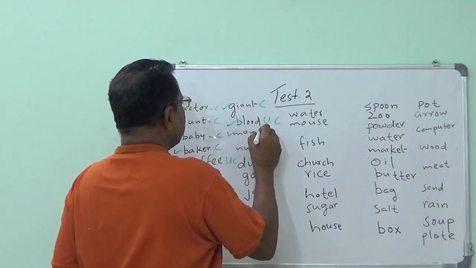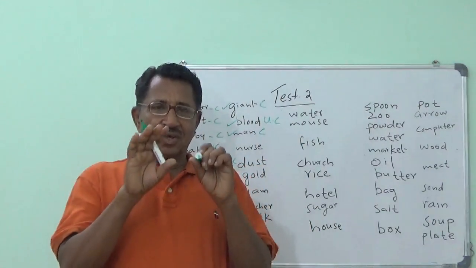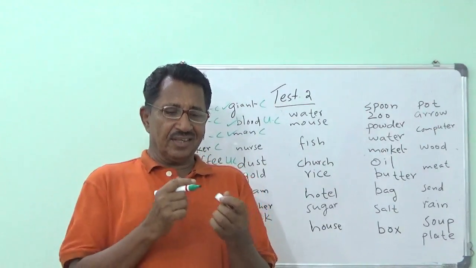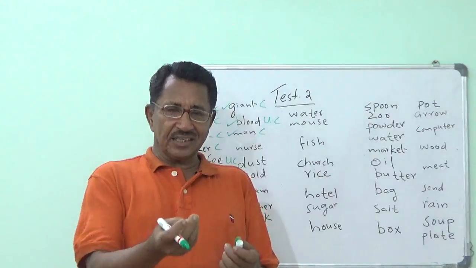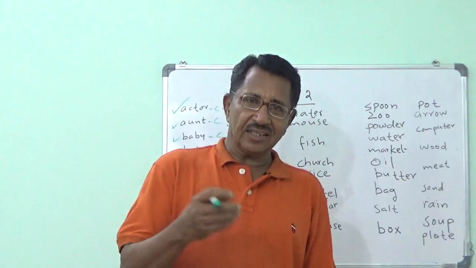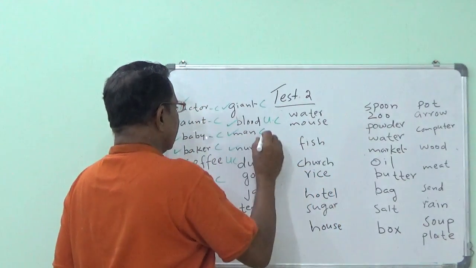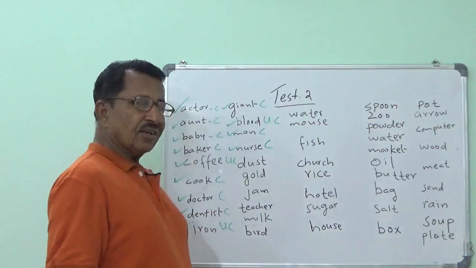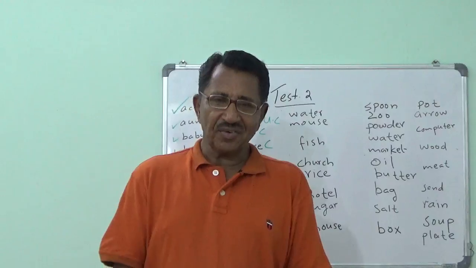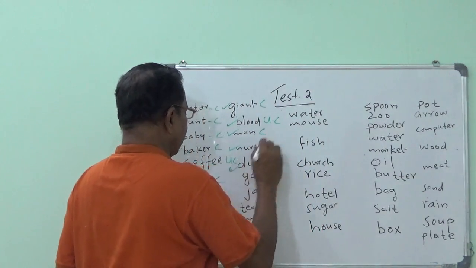Alright, that is correct. Next, nurse. When you go to hospital, you will find those angel-like people moving around softly with a syringe or something in their hands. Medicine and other things connected with your illness. So they are countable, isn't it? Yes. Dust, can you count dust? For example, how many dusts are there? No, you cannot count like that. So that is UC. UC means uncountable.